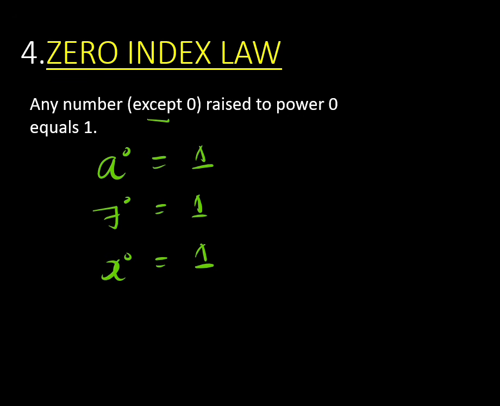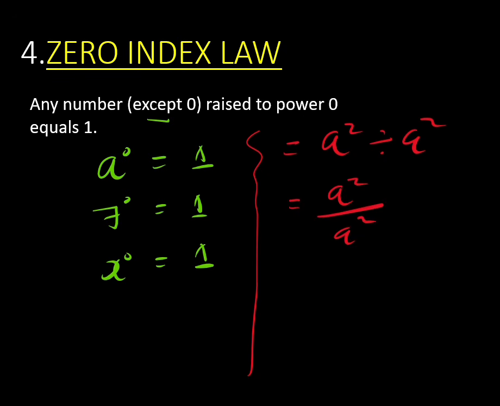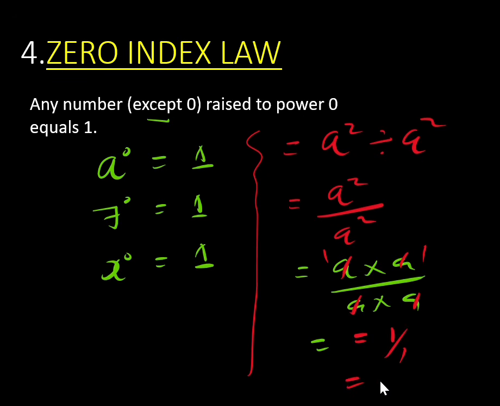Why is it the case? I'm going to prove here so that you can know why we say that any number raised to 0 equals 1. For example, we know that a squared divided by a squared can be written as a squared over a squared, which you can write as a times a over a times a. You can see here we have like terms going to cancel, a by a, 1 and 1. So we're going to have 1 times 1, which is 1 over 1, and therefore the answer is 1.